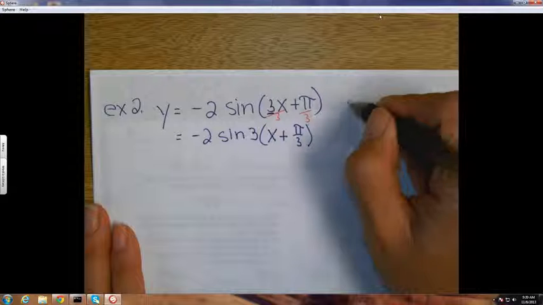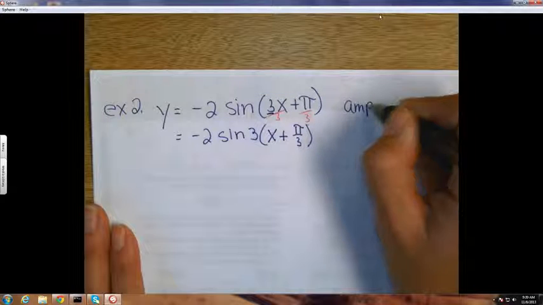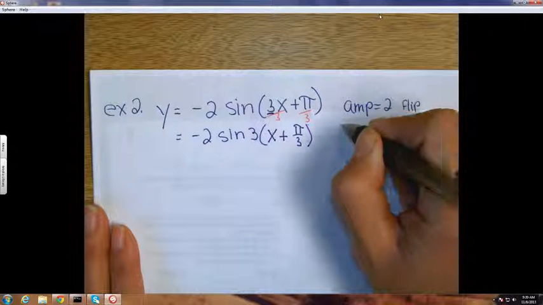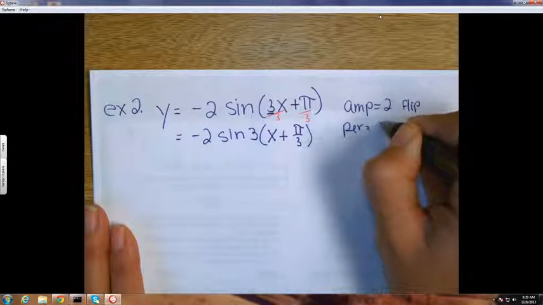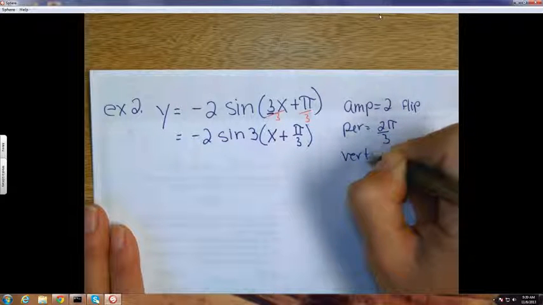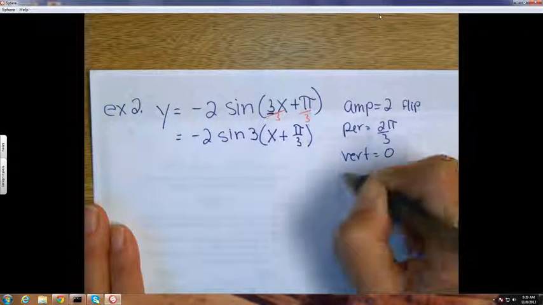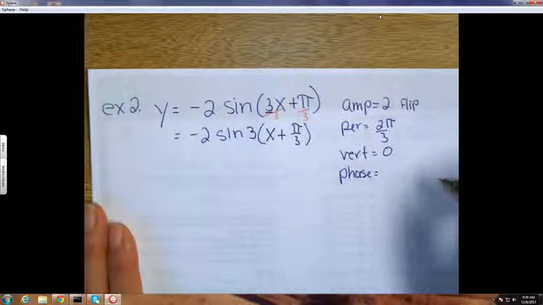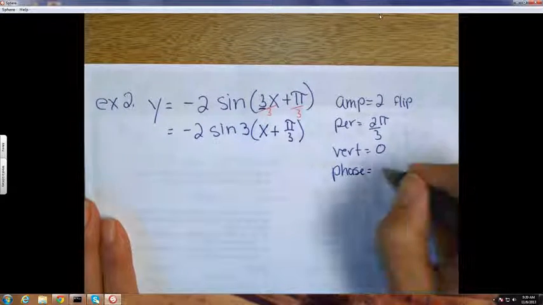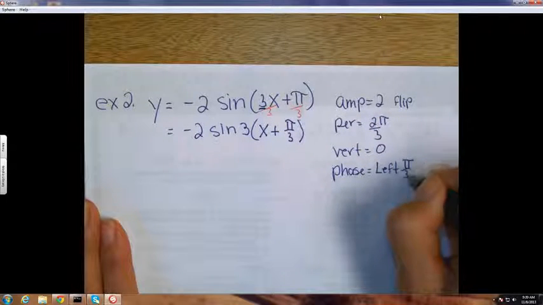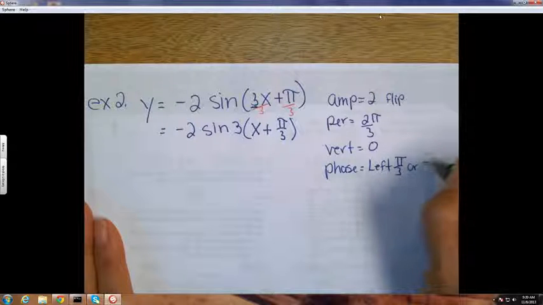Amplitude. 2 with a flip. Period. 2 pi over 3. Vertical. None. Phase. Left, pi over 3. Or what else could you write down? Negative pi over 3.